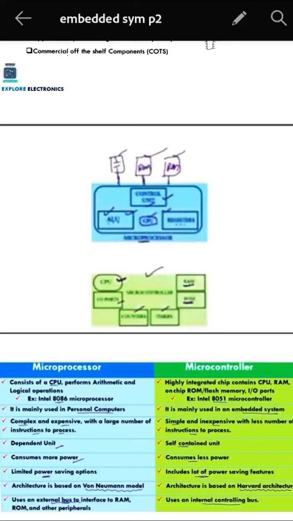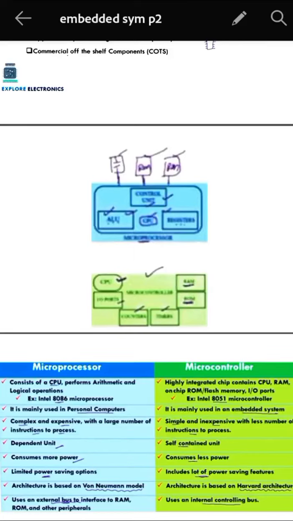The microprocessor is a dependent unit, whereas the microcontroller is a self-contained unit. The microprocessor consumes more power, whereas the microcontroller consumes less power. Limited power saving options are available in the microprocessor, whereas the microcontroller includes lots of power saving features.